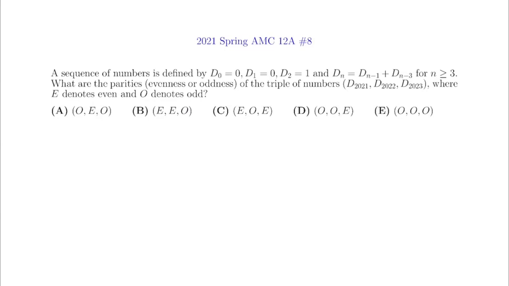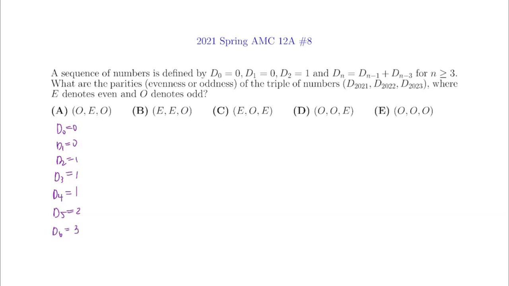We first can list out several terms in the sequence to see if we notice a pattern. We have d sub 0 is equal to 0, d sub 1 equals 0, and d sub 2 equals 1 as given by the problem statement. Then we can perform this recursion to give us d sub 3 equals 1 plus 0, which is 1. D sub 4 equals 1 plus 0, which is 1 again. D sub 5 equals 1 plus 1, which is 2. D sub 6 equals 2 plus 1, which is 3.